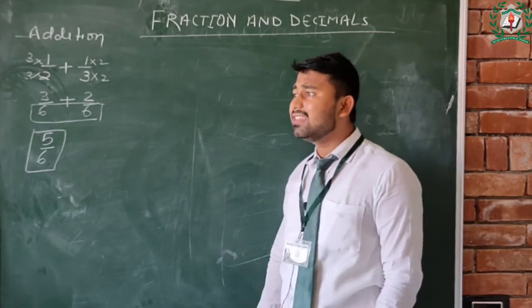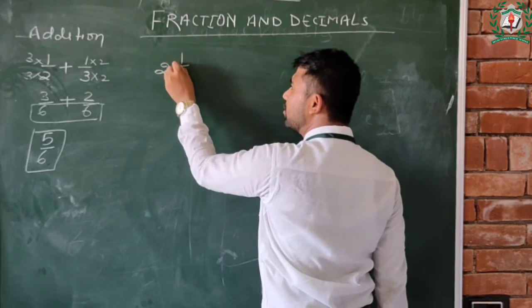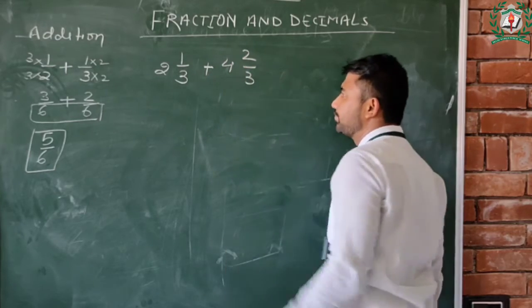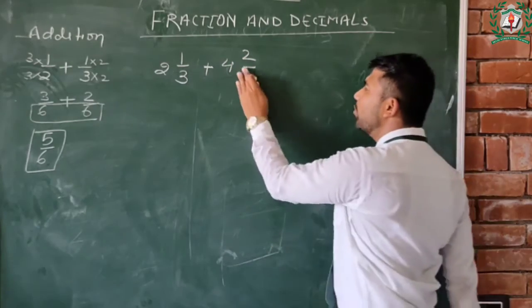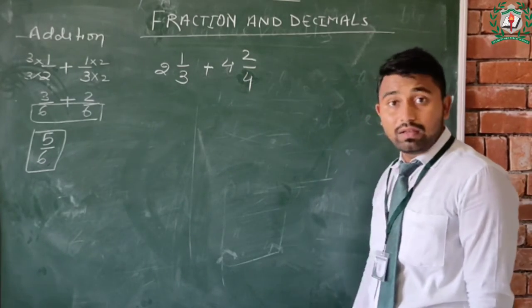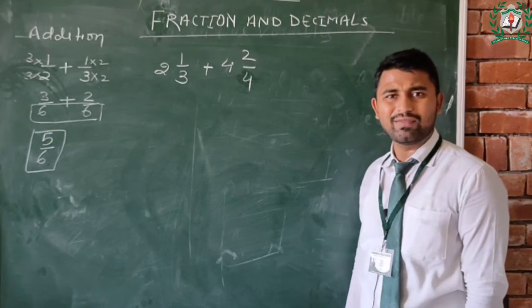You can also get mixed fractions. How? Suppose 2 times 1 upon 3 plus 4 times 2 upon 4. You can take it as 4 times 2 upon 4. Then, sir, it is looking very critical, sir. How will we solve that, sir?